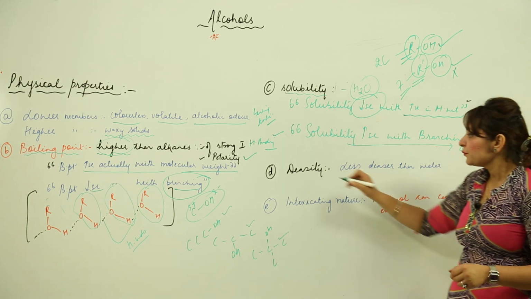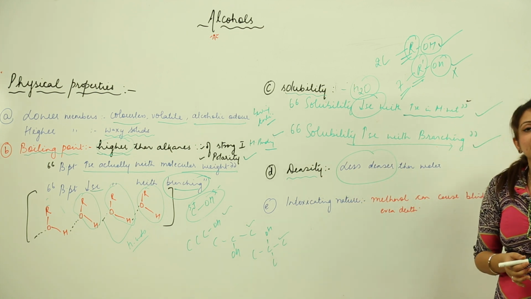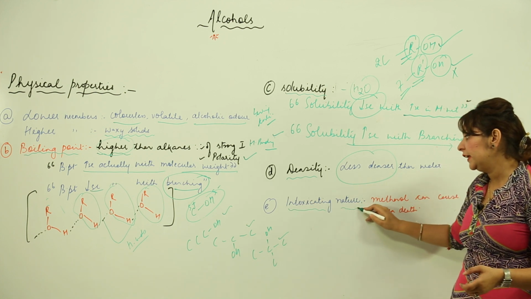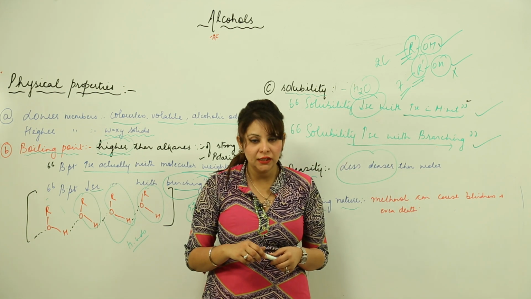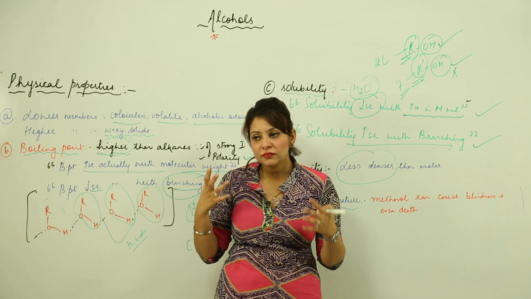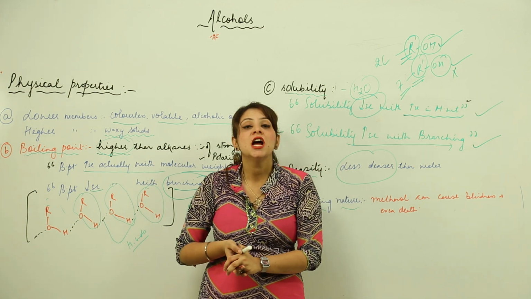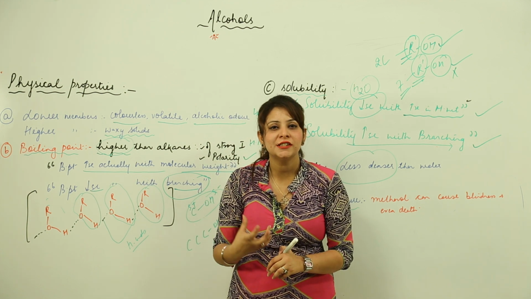Next is density. It is less dense than water. If we compare its density, it is actually less dense than water. And it also has an intoxicating nature, as you all are familiar that alcohols are the components of hard drinks. They have a sedative effect on us. That means it can suppress the activity of the nervous system, and that is why it is somehow intoxicant in nature.